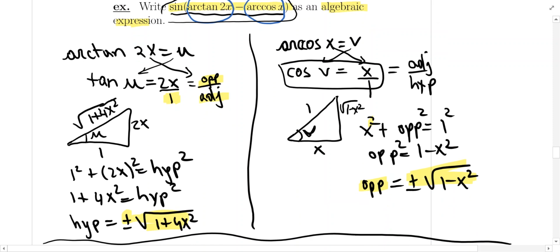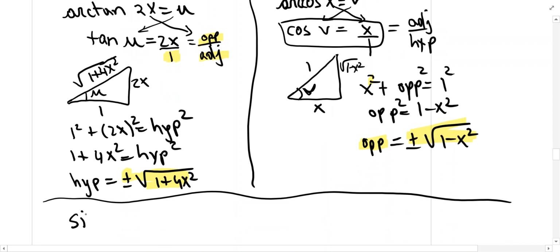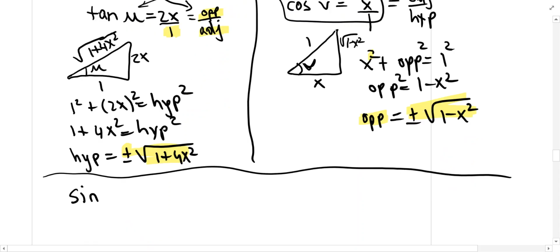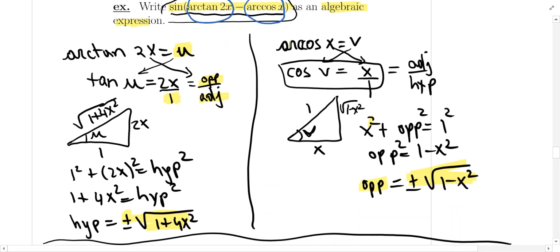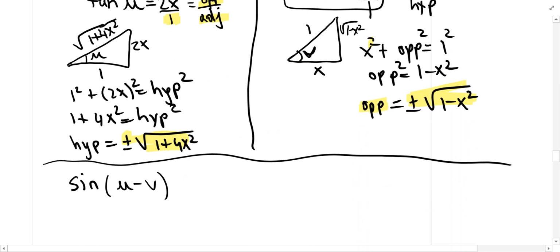sine of arctangent of 2x minus arc cosine of x as an algebraic expression. So I'm going to rewrite it in here. Sine of arctan of 2x, we said that that is equal to u. So that's what I'm going to put in here: sine of u minus arc cosine of x, we let that equal to v. So according to this formula right here, this is going to be sine of u cosine of v minus cosine of u sine of v.